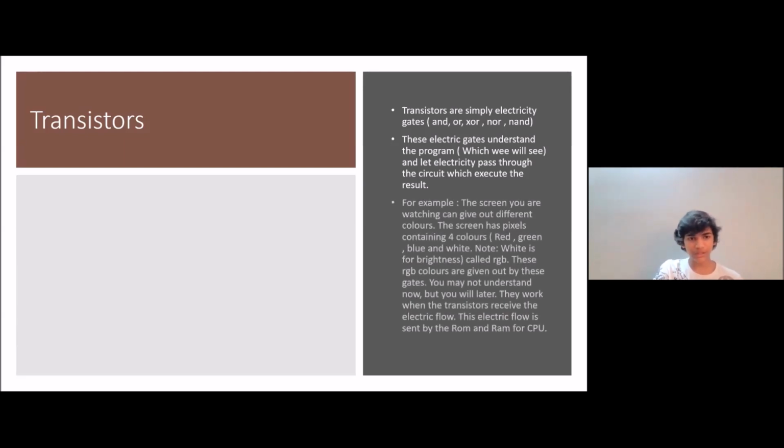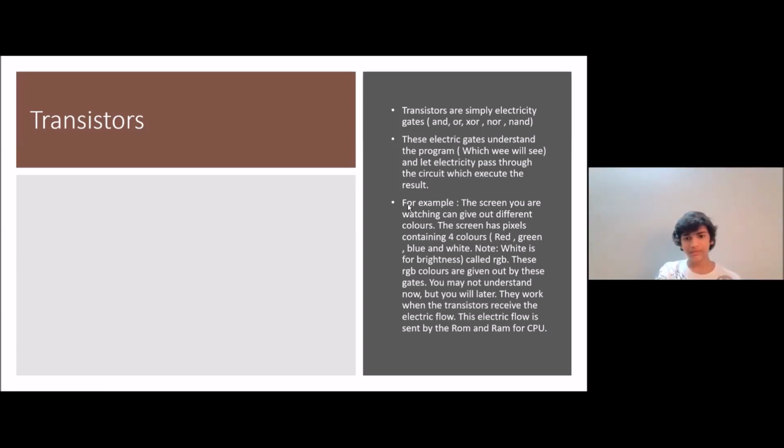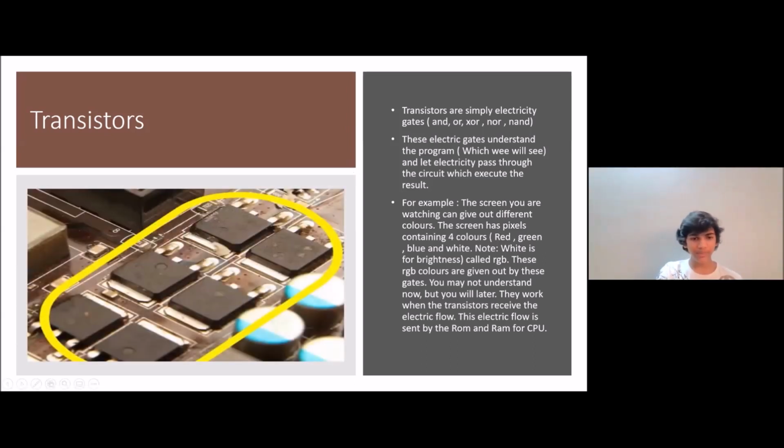These transistors are very important. For example, the screen you are watching can give out different colors. The screen has pixels. This is not actually the best way to explain how the screen or monitor works, because it has more complex things you will have to see, but this is the basic principle of how these transistors help in giving electricity and executing the task.